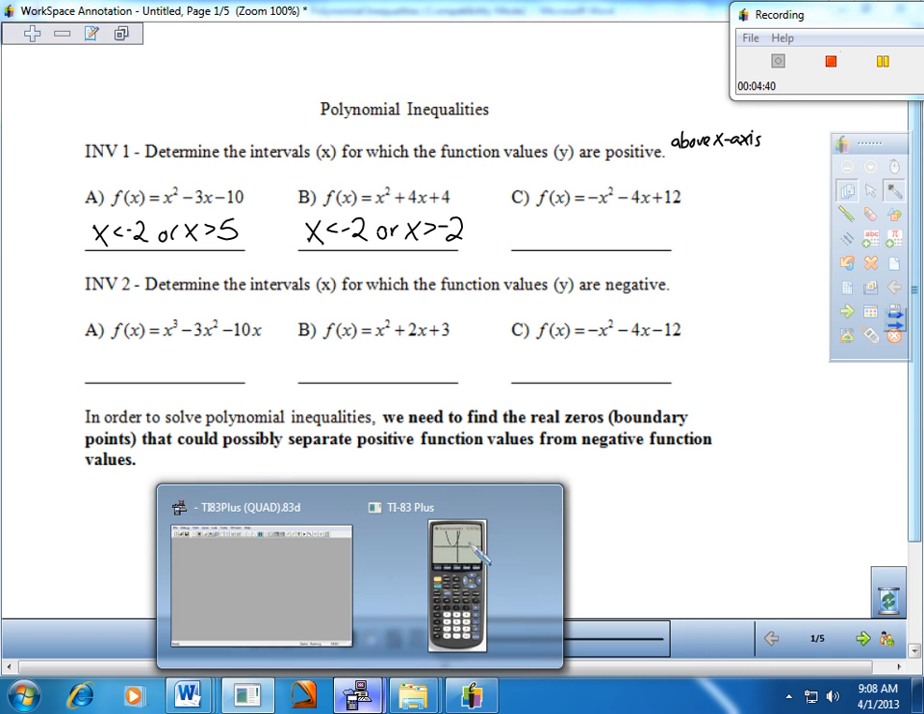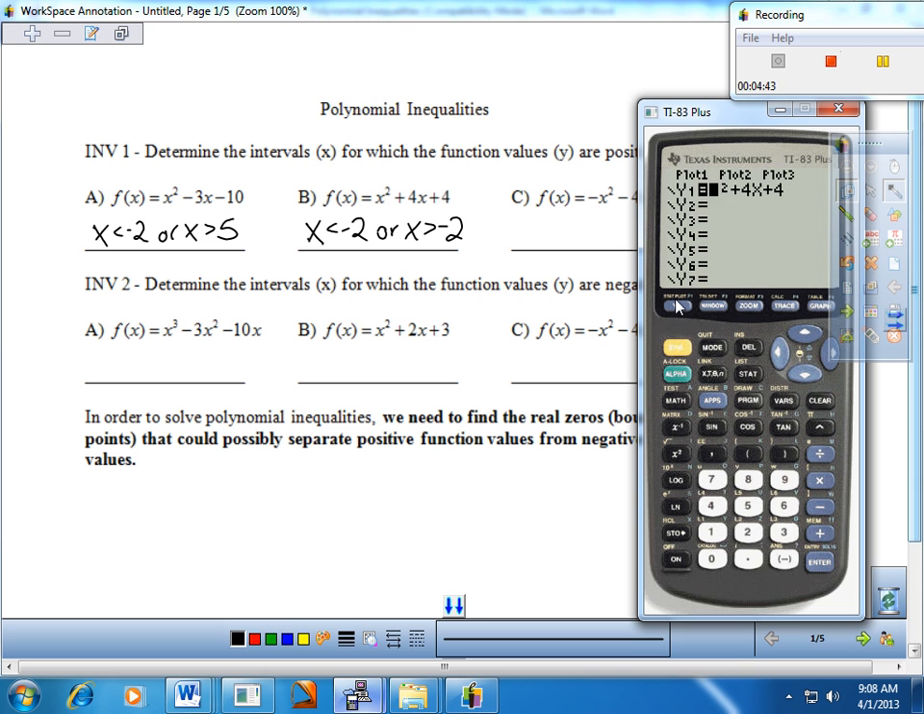All right, let's get one more going and see if we can do this one. Go to that y equals, and let's type in basically a -1x squared, minus 4x, and how about plus 12? I'll hit graph on that.